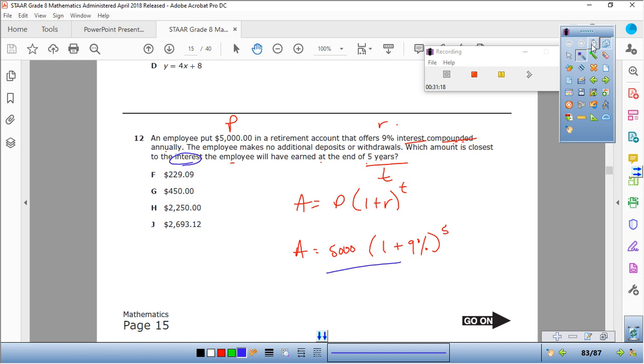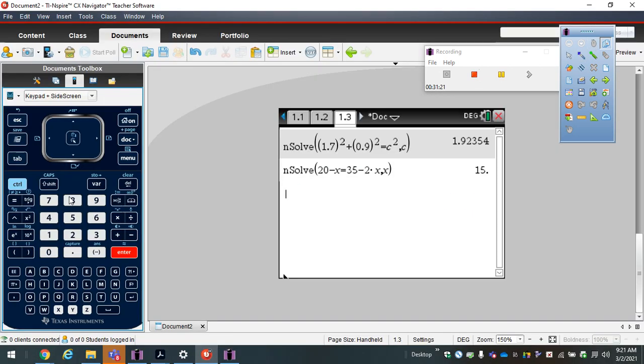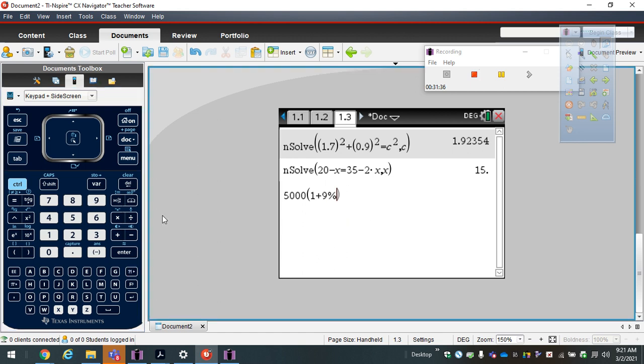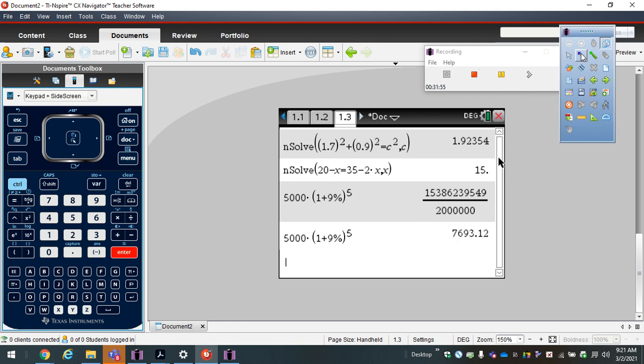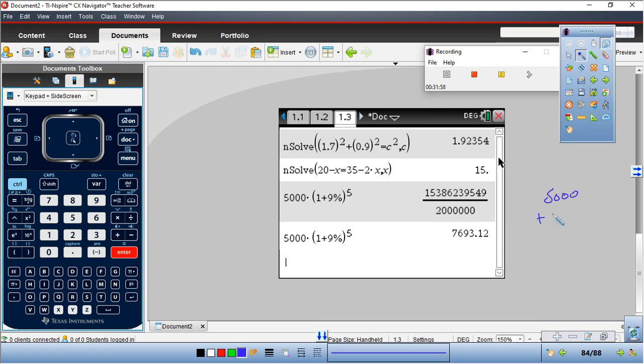9%. It's going to go 5,000, then here, 1 plus 9, the percent sign, I think, is over here. Percent. Raise that to the term of 5. So there it is. Oh my gosh, I don't even know what that is. I'm going to go out here and go control plus or minus. So that right there is the total, everything: the amount that he deposited, 5,000, plus his interest. That's all together.